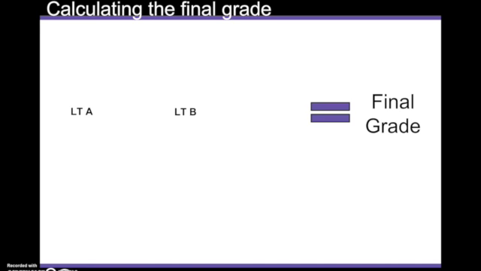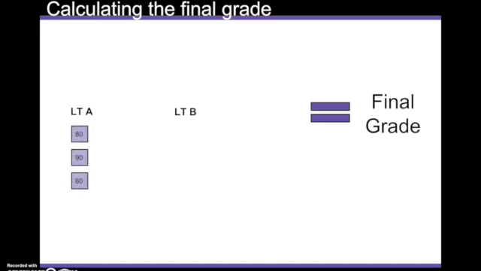grading system, JumpRope, calculates a student's final grade. Let's say we have two learning targets, learning target A and learning target B. We want to figure out how the scores from these learning targets and their assessments get us to a final grade. To do that, we need to know how many assessments are tied to each of these learning targets.